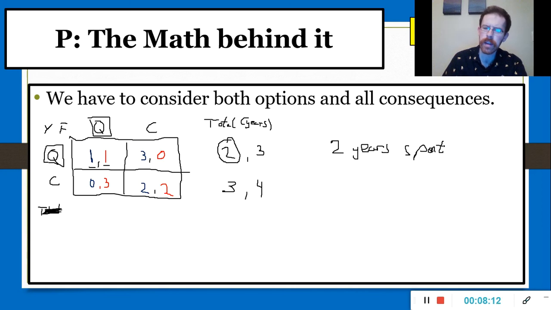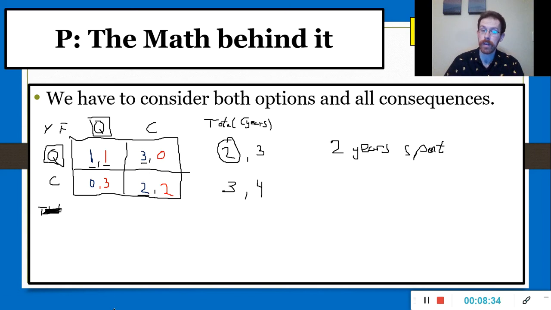And a lot of people might say, oh, that's not a winning move because you have to go to jail. It's like, yeah, you have to go to jail, but that's just 1 year in jail versus 2 years in jail or 3 years in jail.